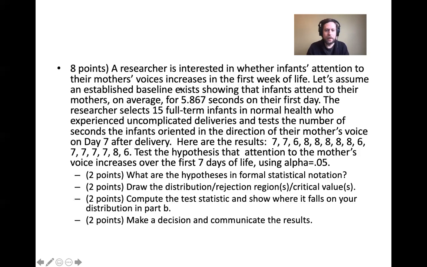We know the population mean, 5.867, but we're not given any standard deviation at all. In fact, we have to calculate the standard deviation in this problem, which I will show you how to do. So we have the sample standard deviation, but not the population standard deviation. This is using a one sample t-test because we're comparing a single sample mean, the mean of these 15 numbers, to a population mean, which is 5.867 right here, but we do not know what the population standard deviation is.